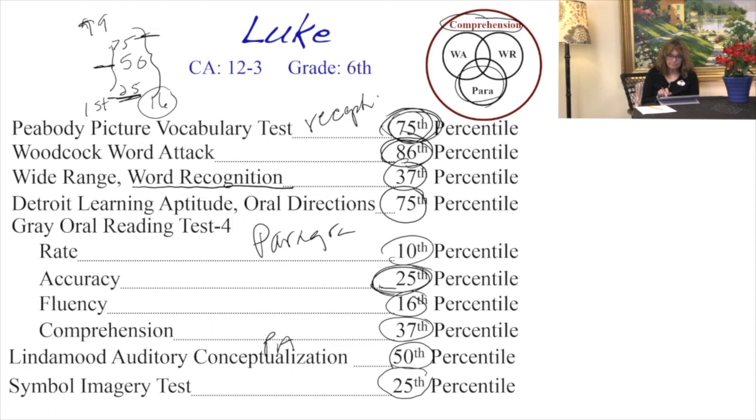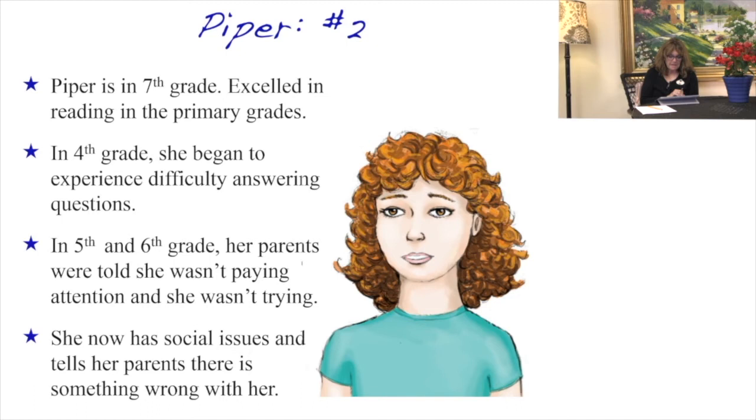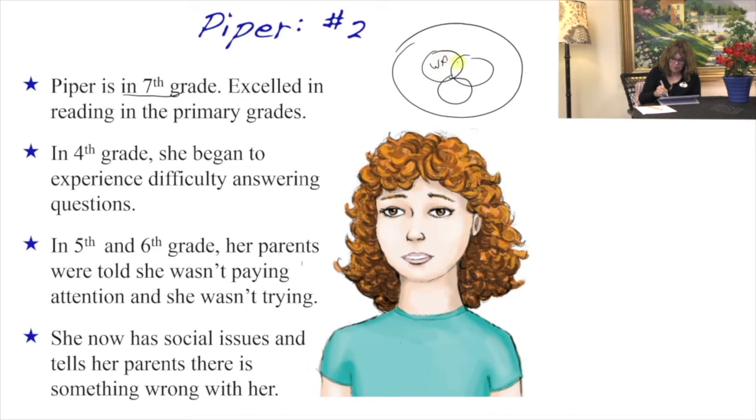Let's move on to another student. This is a seventh grade student. She excelled in reading in the primary grades. Her name is Piper. In fourth grade, she began to experience difficulty answering questions. And so if I put these circles up here, and this is word attack, and this is word rec, and this is paragraph reading, and here's comprehension, you're already beginning to get a clue on what might be happening for her.